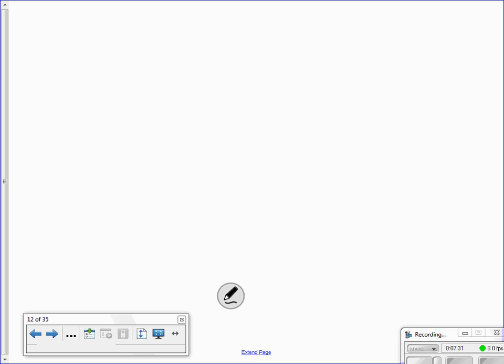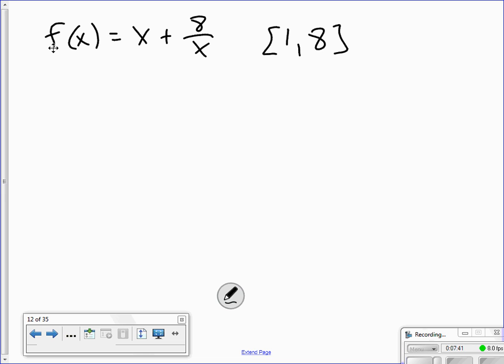Okay, so 14. The function is x plus 8 over x. We want to find the max and the min on the interval from 1 to 8. So let's get the critical values. Let's get the derivative. What's the derivative of x? And what's the derivative of 8 over x? That's 8x to the negative 1, so it would be negative 8 over x squared, right? Because it's negative 8x to the negative 2.